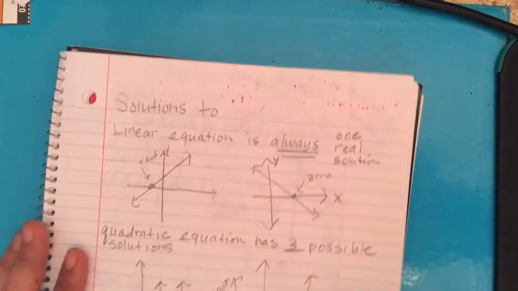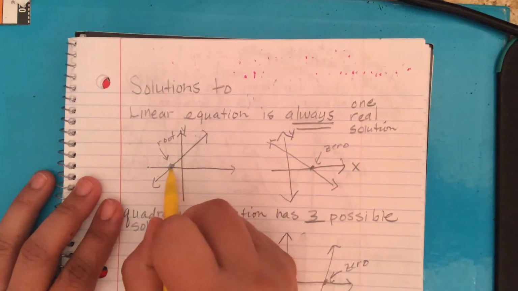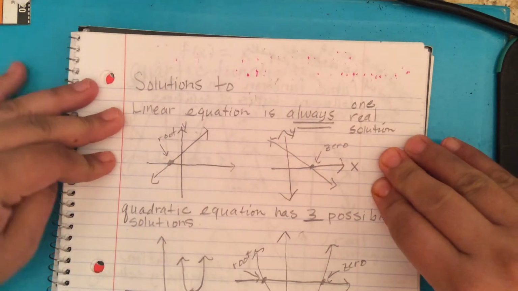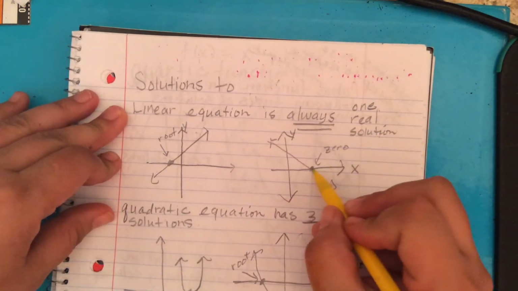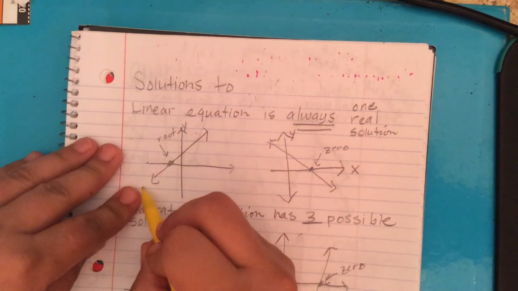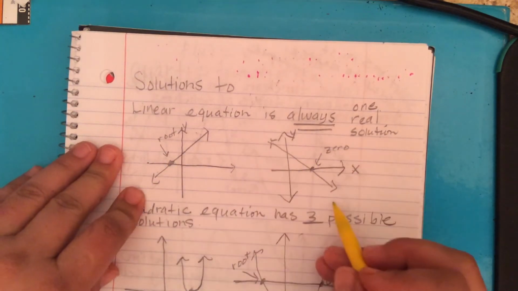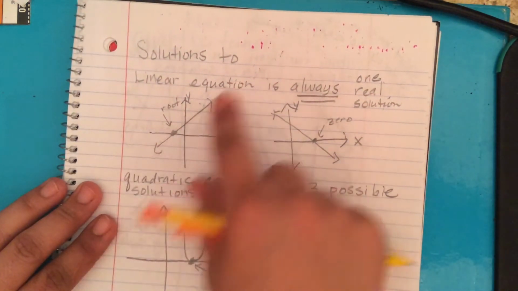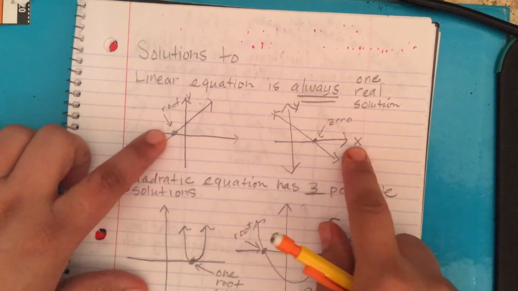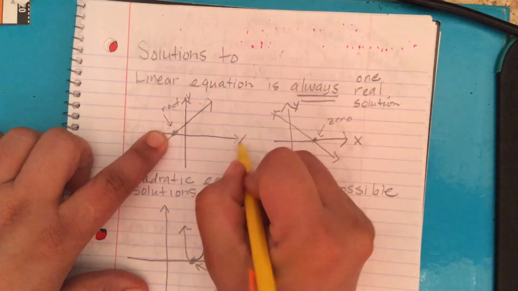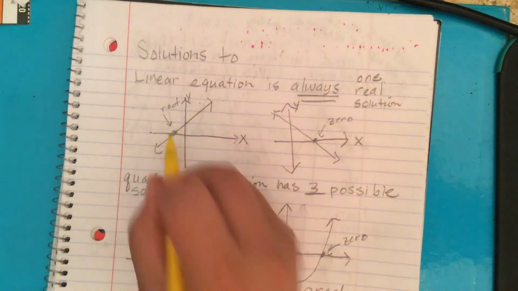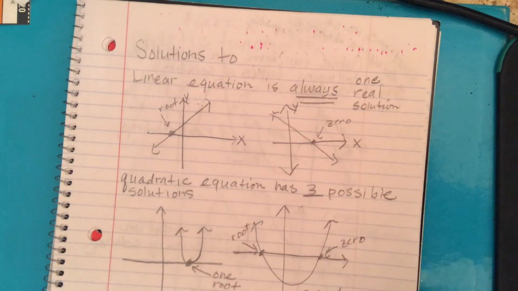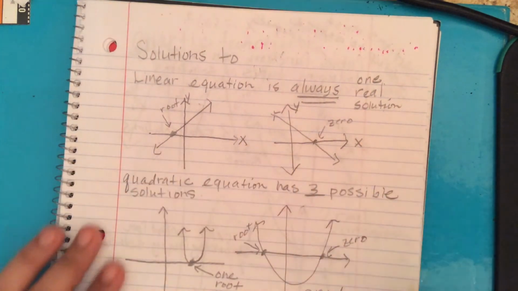Now, with a linear equation, you only have one solution. We're good at solving linear equations. You only have one real solution. It will always cross the x-axis if you have a line that's going uphill or downhill. We're not going to talk about vertical lines or horizontal lines. So that's one real solution because you can actually see it. It could be a positive number, a negative number, a fraction, or a decimal, but it will always cross the x-axis.